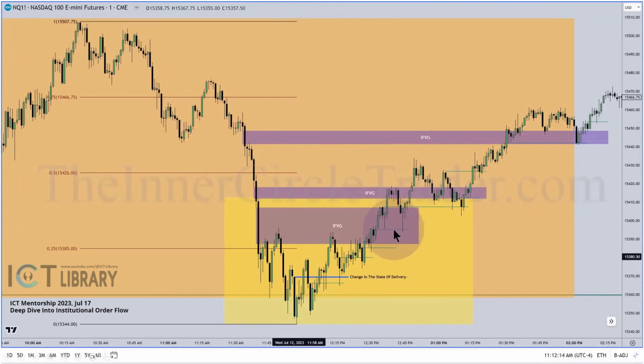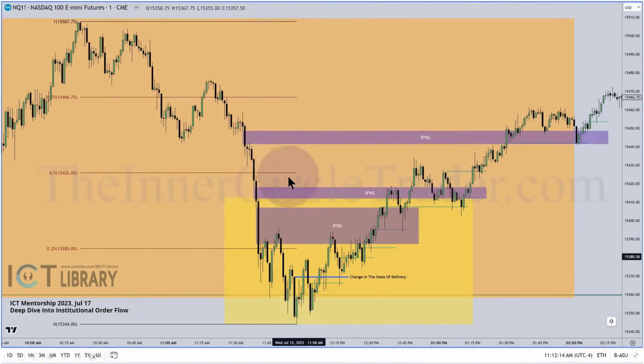It drops down, takes out that liquidity, also respecting consequent encroachment of this fair value gap. Then rallies. It rallies to this high and through this inversion fair value gap, comes back down, support, support, rallies back up. What is it creating? What's it creating here? Short-term low. So what's going to be trailed up right behind that? Sell side.